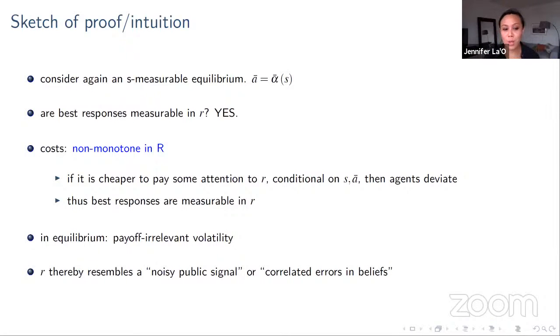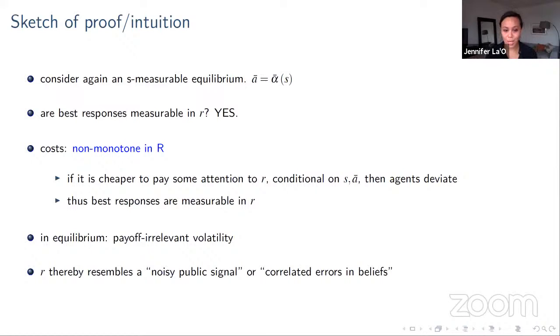And for this reason, best responses are now measurable in R, and in equilibrium this leads to payoff-irrelevant volatility. I think this is a nice example because it shows why R resembles a noisy public signal. It comes from the fact that agents want to learn about S and they want to learn about A bar. That's what affects their payoffs.